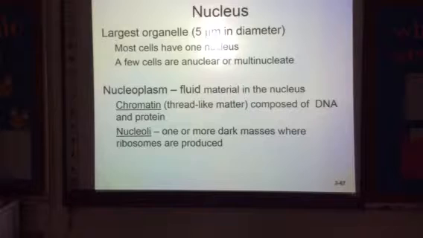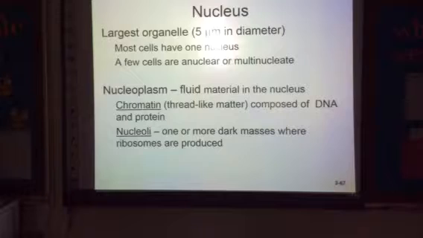Okay, the first organelle, of course, on our list is the nucleus. It is the largest organelle. Most cells have only one, but some cells have more than one, which would be multinucleate, and some cells don't have any, so they are called anuclear or anucleate.